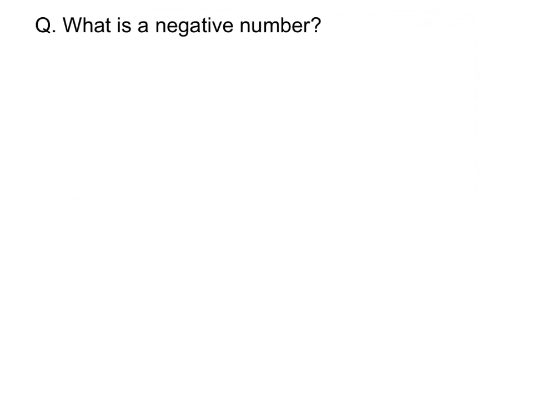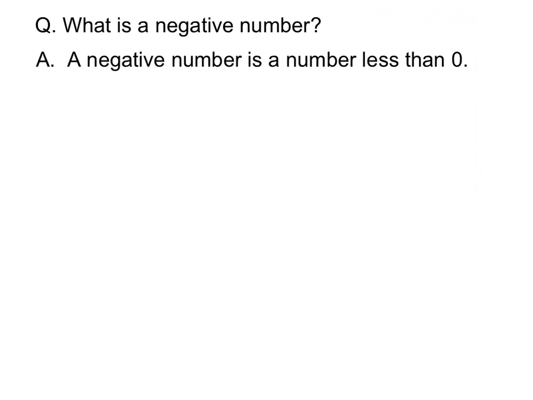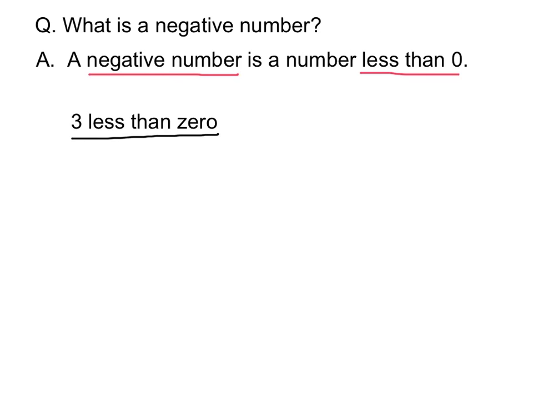Enjoy! So the first question we're going to ask is, what is a negative number? The answer to this question is that a negative number is a number that is less than 0. So let's say in mathematics we want to write down a number that is 3 less than 0. We have a way in which we do this, and we write the number as minus 3.